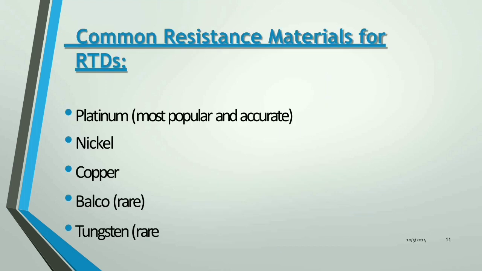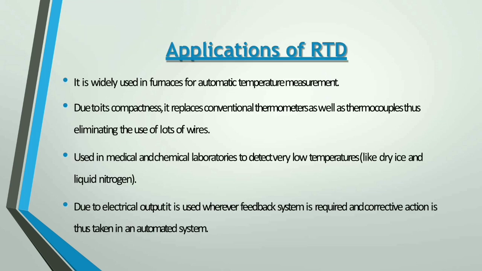Common resistance materials for RTDs: platinum, most popular and accurate; nickel, copper, Balco, rare; tungsten. Applications of RTDs: it is widely used in furnaces for automatic temperature measurement. Due to its compactness, it replaces conventional thermometers as well as thermocouples, thus eliminating the use of lots of wires.